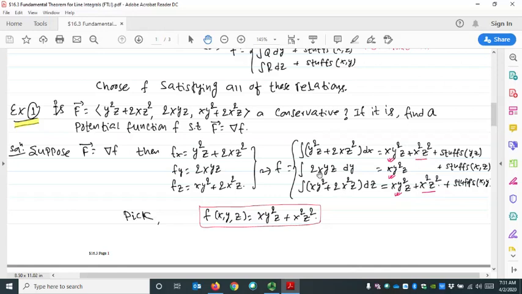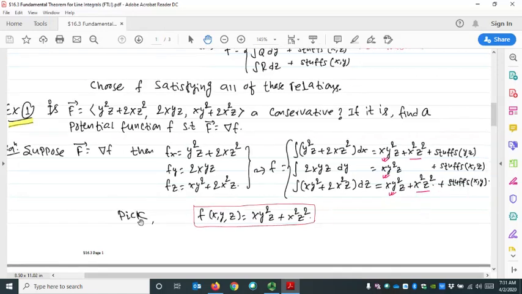Similarly, the integral of 2xyz with respect to dy is x y squared z plus a constant. The integral of x y squared plus 2x squared z with respect to dz is x y squared times z plus x squared z squared plus a constant.